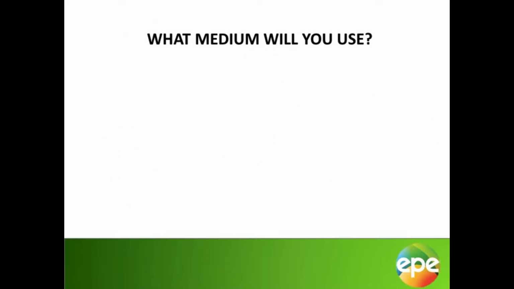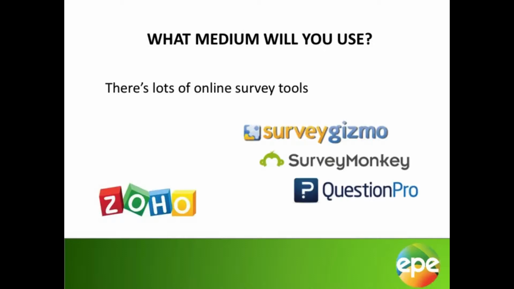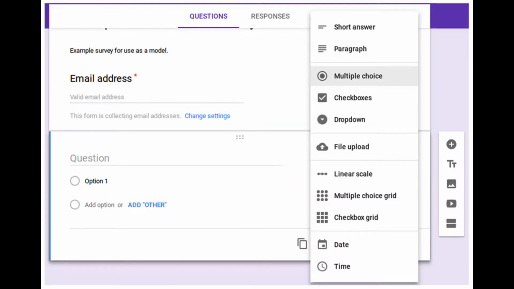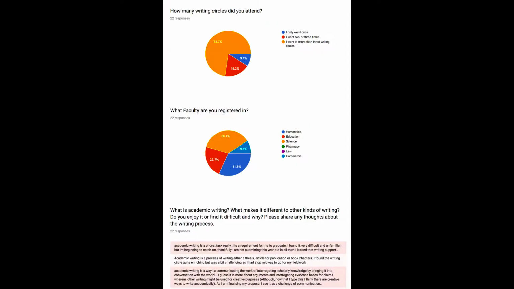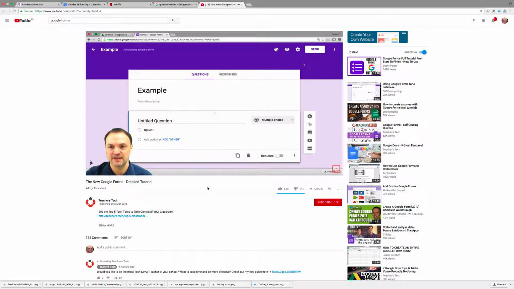Then you need to think about what medium will be best to use. There's loads of online software for developing quick internet questionnaires. Google Forms, for example, is really easy to use. It's free and it collates your data in visually appealing ways. And there's plenty of YouTube videos showing you how to set up a Google Forms survey.